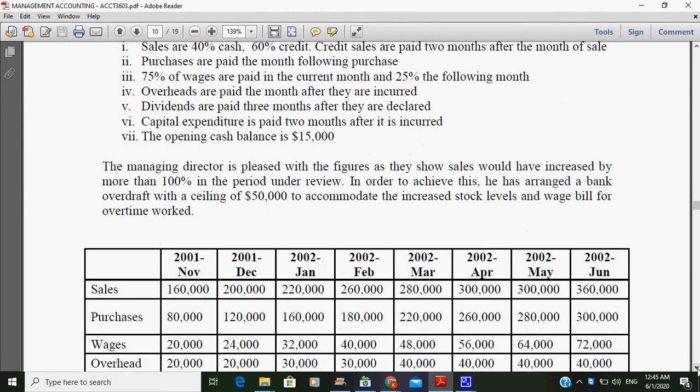Now the managing director is pleased with the figures as they show sales would have increased by more than 100% in the period under review. In order to achieve this, he has arranged a bank overdraft with a ceiling of $50,000 to accommodate the increased stock levels and wage bill for the overtime worked. Please note that this overtime will not be going into your cash budget.